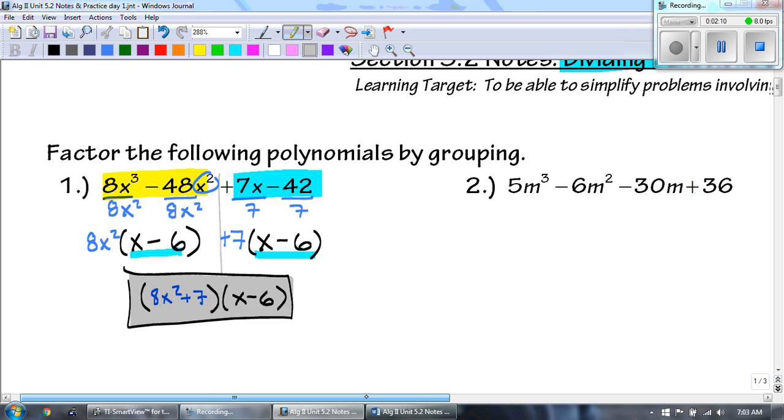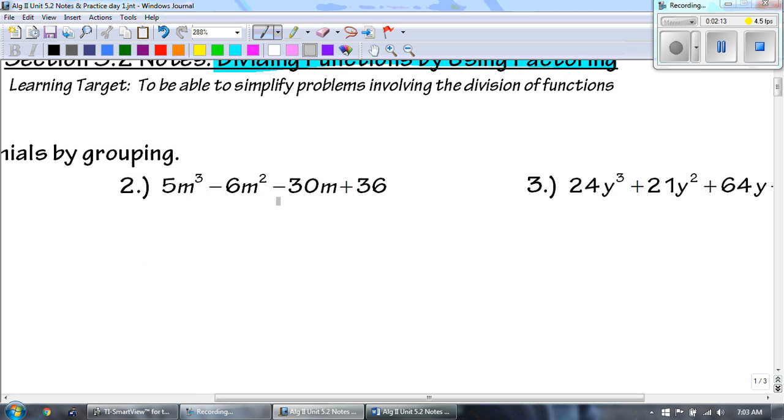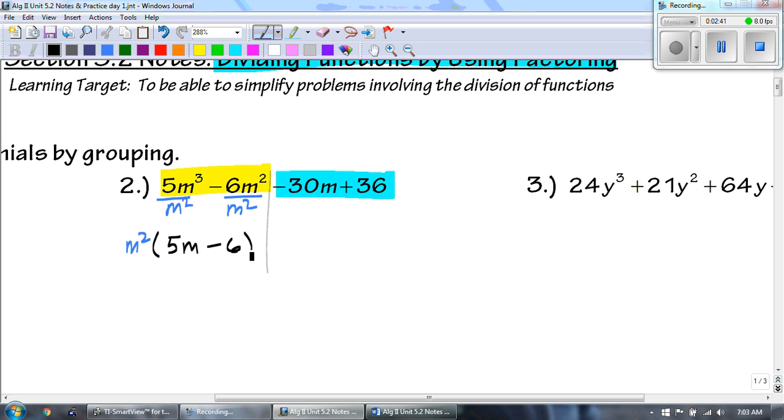So, kind of refresh your memories. We draw the line and we look to see what they have in common between our first group and our second group. So our first group, the only thing they have in common is m squared. And what's left over after we divide is 5m minus 6.